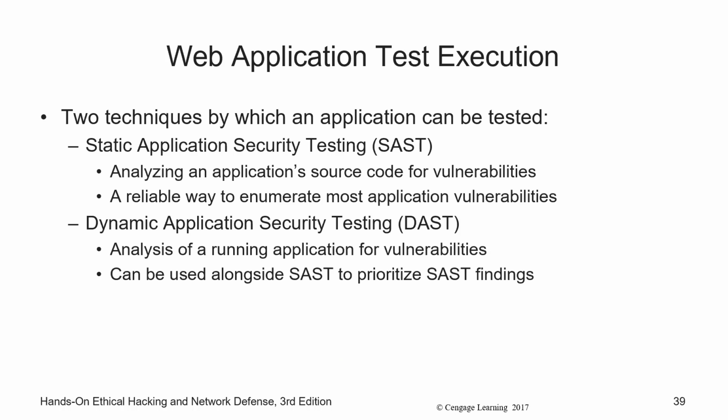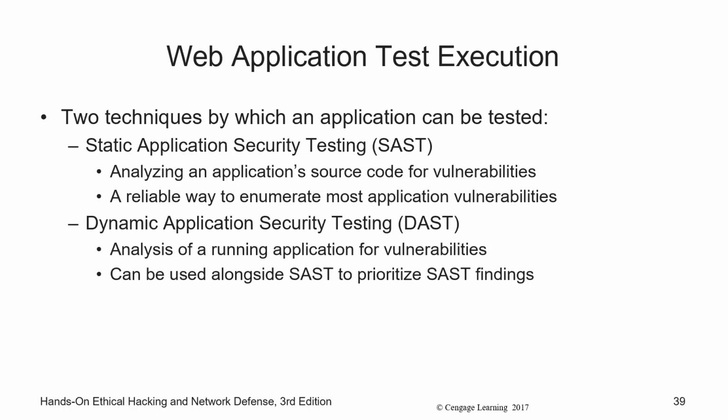There's two types of testing, both static and dynamic. Static looks at the compiled code or the source code itself. There are advantages and disadvantages to both. Static application testing lets you look at the source code. Does every function have an access level tied to it? Are there potential buffer overflows?